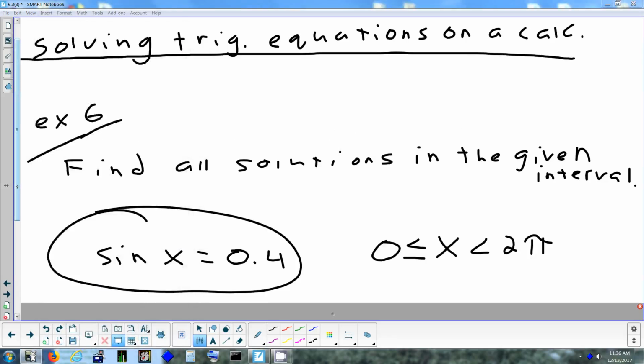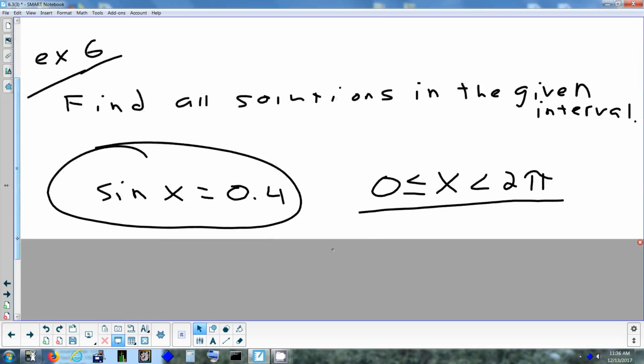But now they've told me something else. What is what I just underlined? What does that say? 0 is less than or equal to x, which is less than 2 pi. There's no equal on the second one. That's telling me what they want my answer to be between.